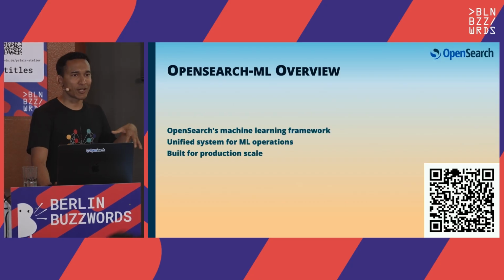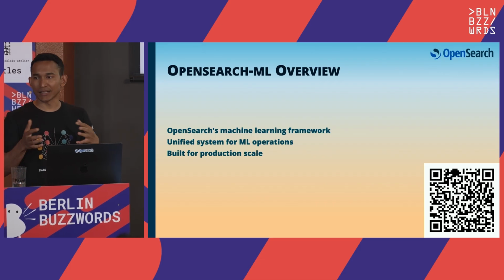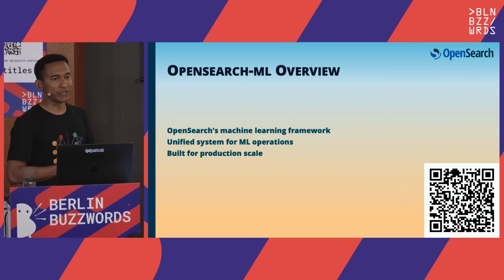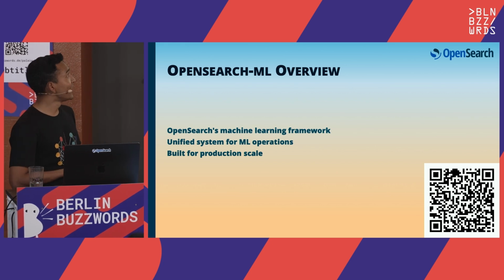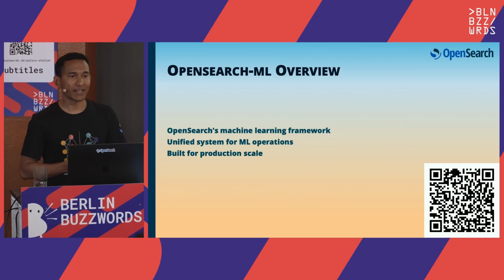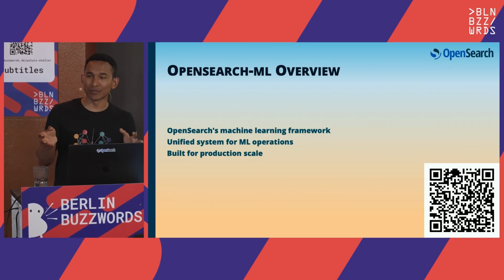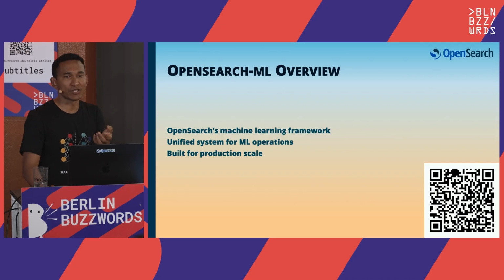And here I want to talk mostly about the machine learning features we are developing in OpenSearch, which is my team, ML Commons, OpenSearch ML. This is a plugin, and this is the main machine learning framework in OpenSearch. Here we have built a unified system for ML operations. This framework is what enables all the sophisticated ML features which we will be discussing today, including multimodal search.